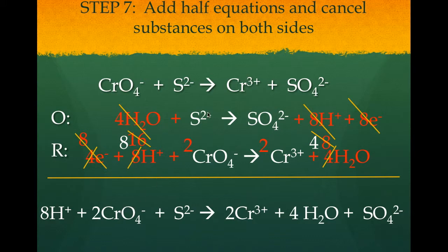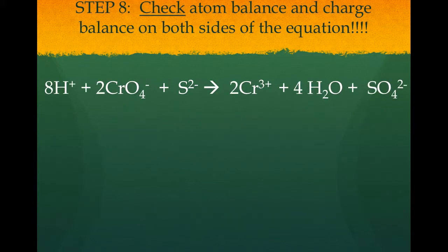8H+ + 2CrO4 2- + S 2- → 2Cr3+ + 4H2O + SO4 2-. So hopefully you can see how you can cancel out some, if not all, of your species that repeat. Right? Last thing we need to do is check that our atoms balance and the charge balance.